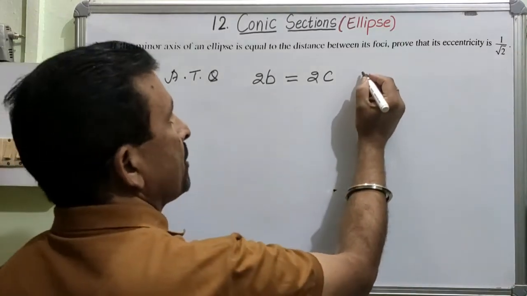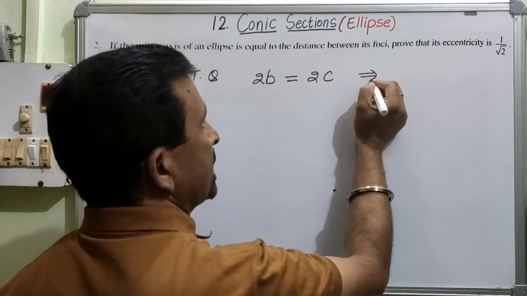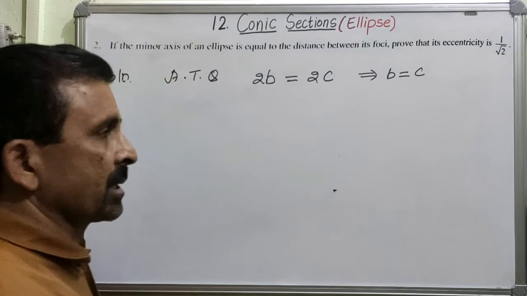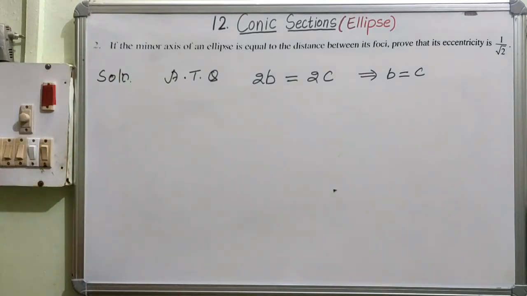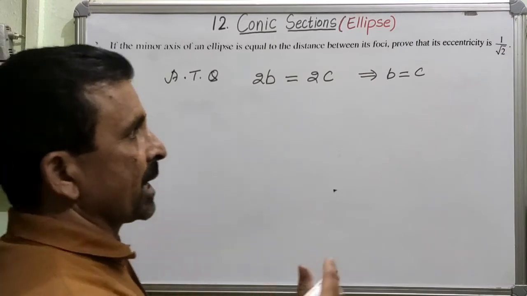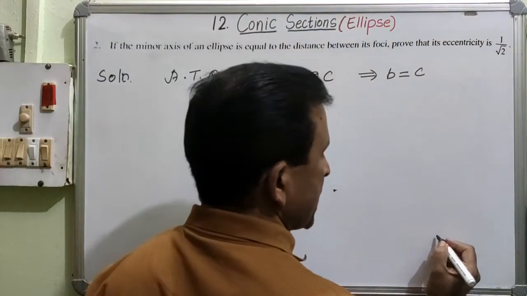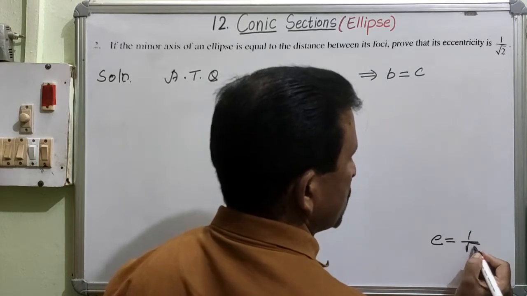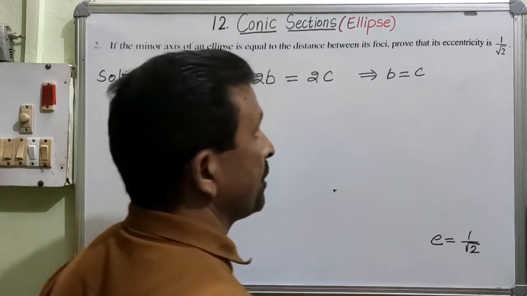Now, accordingly, from here we can find the relation between b and c. We will get b is equal to c. We got this result, b is equal to c. Now, the question is to prove that eccentricity, let us have this result here, eccentricity is equal to 1 over root 2. This is what we have to prove.